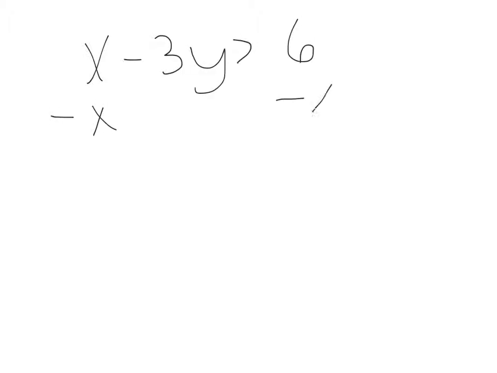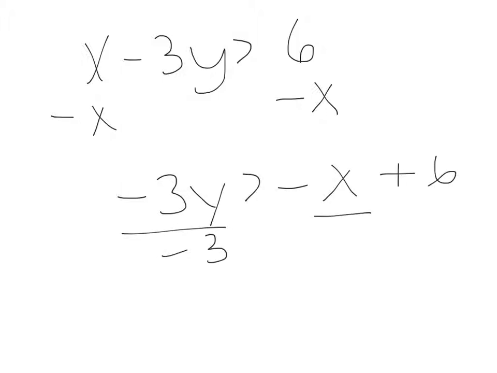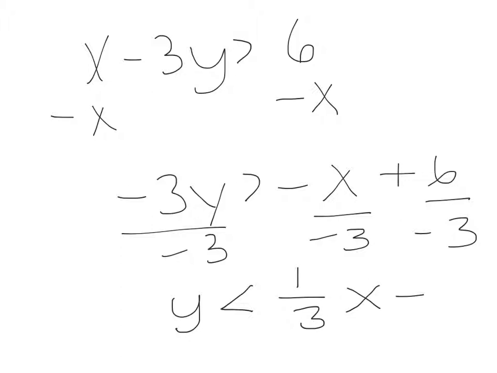And on the second equation, you have x minus 3y is greater than 6. So of course we would subtract x. I'd have negative 3y is greater than negative x plus 6. I need to divide everything by negative 3. And again, since I'm dividing by negative 3, it becomes y is less than 1/3 x minus 2. So it's going to be a dashed line. And since it's less than, I'm going to be shading below.